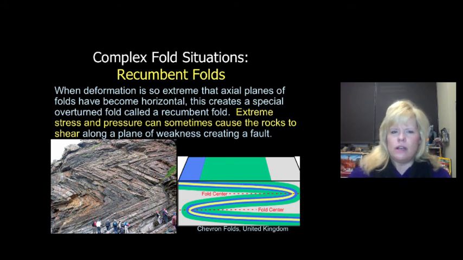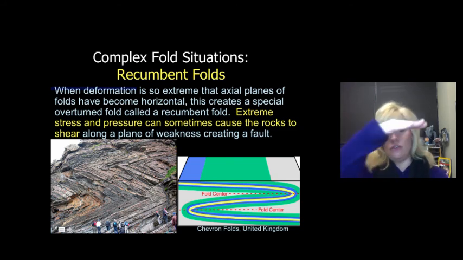Recumbent folds are actually a complex fold situation where the deformation is so extreme that the axial planes have become horizontal, almost like you folded sheets for your bed. This creates a special type of overturned fold. So it definitely is an overturned fold, but it's called a recumbent fold. This extreme pressure and stress that's applied to this rock during compression also experiences shearing in most cases, and the shearing allows for the folds to almost be nicely folded in half because the shearing actually allows the rock to kind of compress more together.